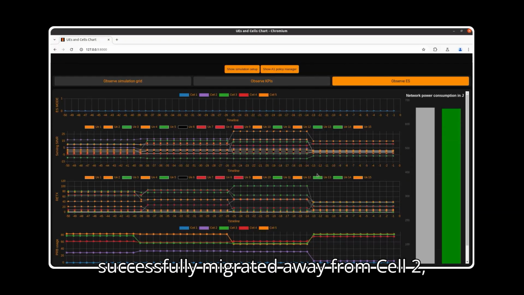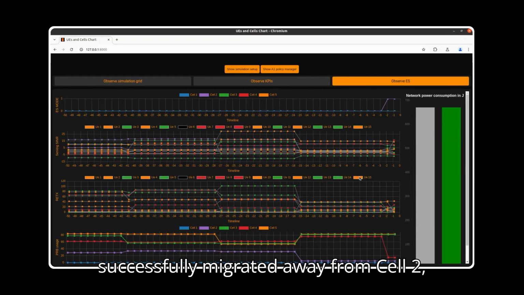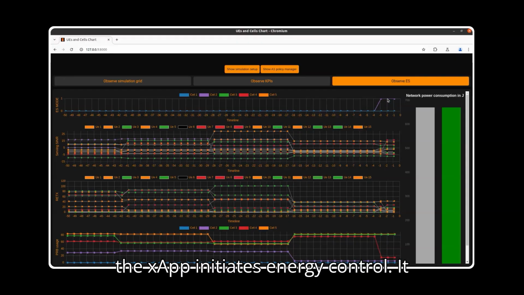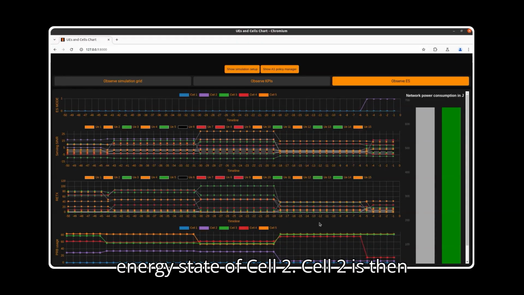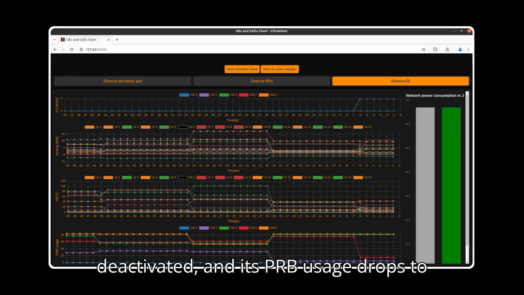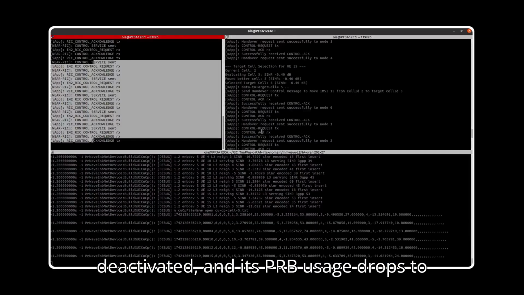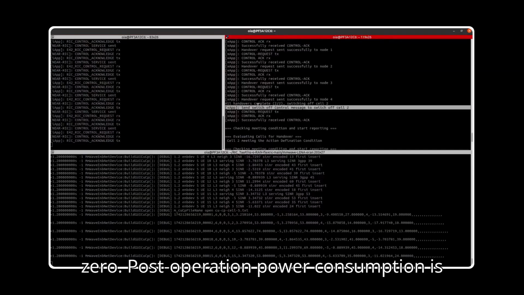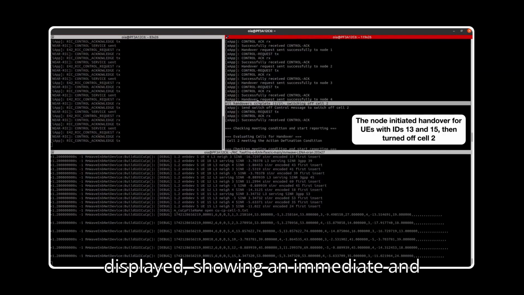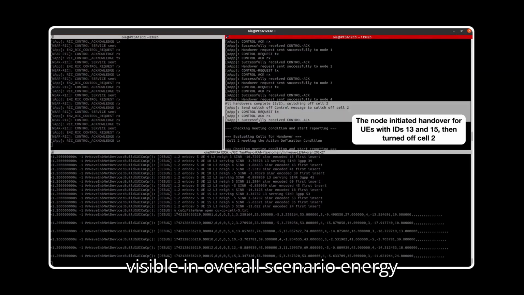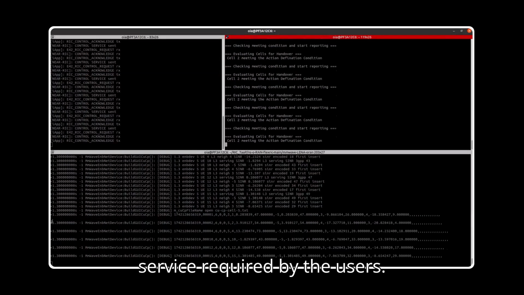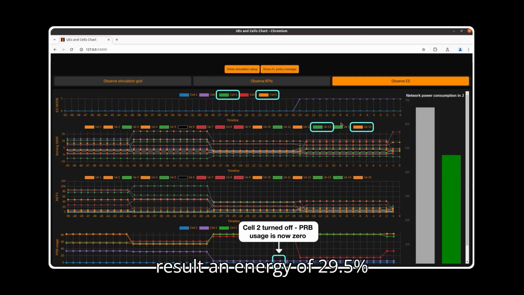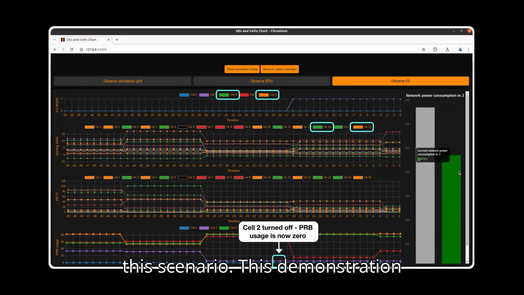With all UEs successfully migrated away from cell 2, the xApp initiates energy control. It sends a RIC control request to update the energy state of cell 2. Cell 2 is then deactivated, and its PRB usage drops to 0. Post-operation power consumption is displayed, showing an immediate and visible reduction in overall scenario energy usage, while preserving the quality of service required by the users. The final result shows an energy saving of 29.5% in this scenario.